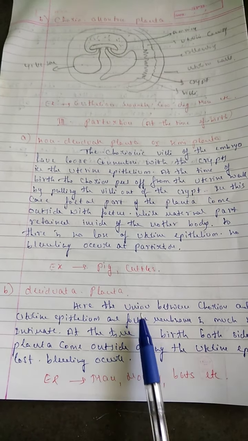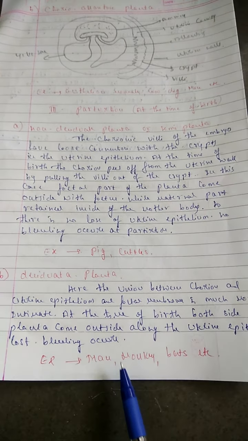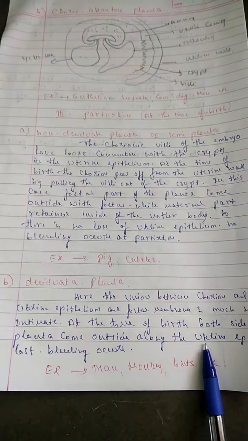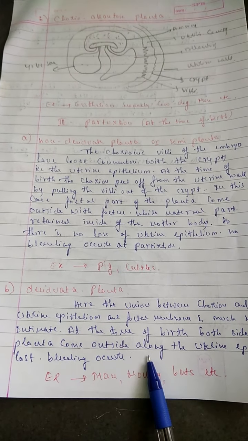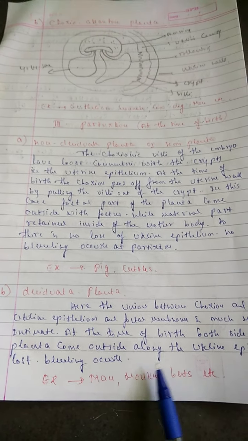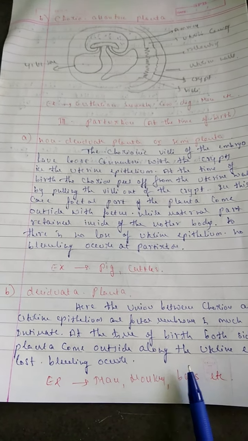This deciduous placenta is most important because it is present in man, where bleeding will occur, the uterine epithelium will rupture, and both the maternal side and the fetal side of the placenta come outside at the time of birth. This is the deciduous type of placenta.